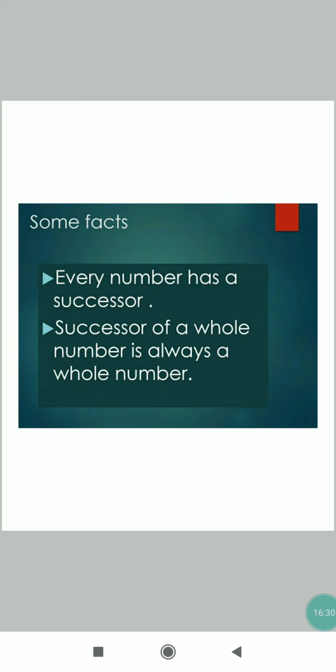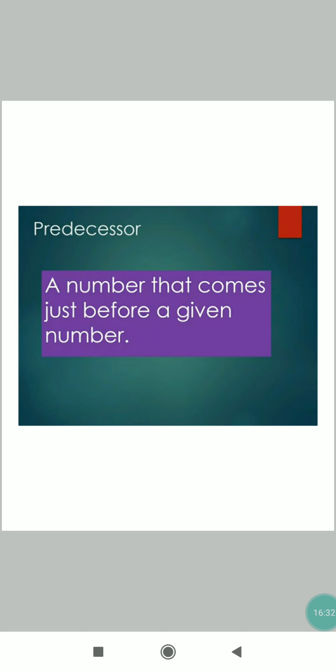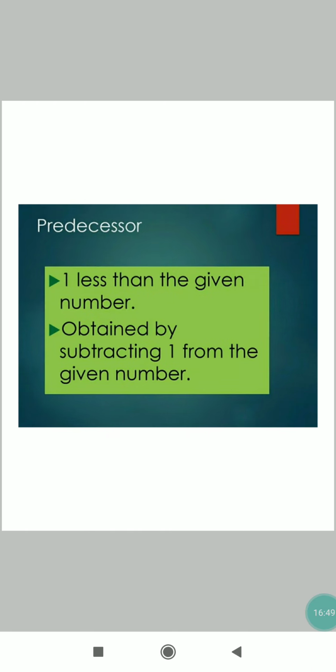Now we are going to move to the predecessor, a number that comes just before a given number. So how can we find the number which is coming just before a given number? By subtracting, student. One less than a given number is obtained by subtracting 1 from the given number.